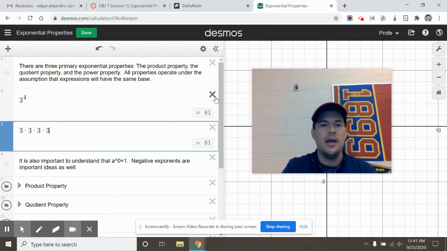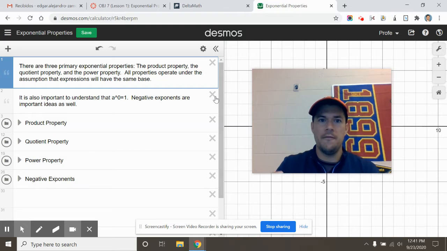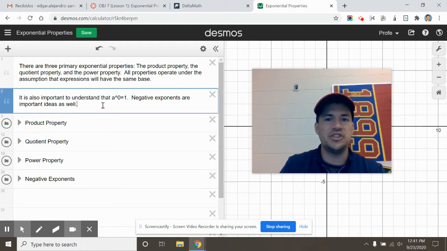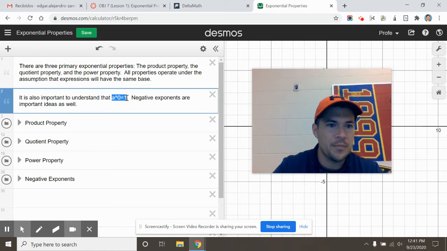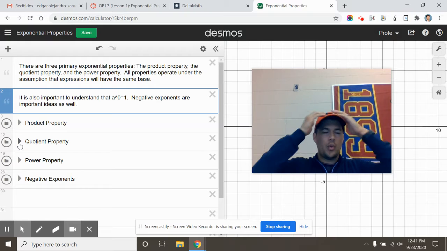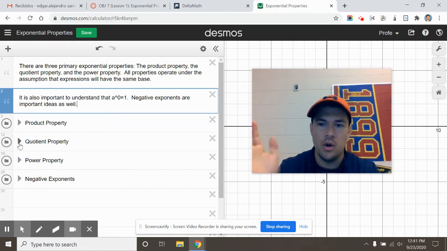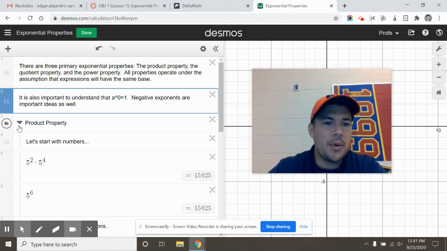That's how exponents work. With exponents come a number of properties, a number of patterns that we can find. Some are simpler than others. One of the first important ones to understand is that a number raised to the 0 power is equal to 1. In this video, I'm going to talk about two of the properties of exponents, the product property and the quotient property. We'll follow up with a second video where we talk about the power property and negative exponents. So let's go. Product property.